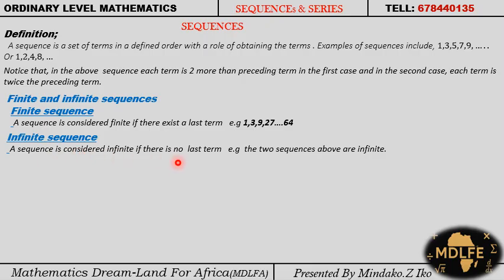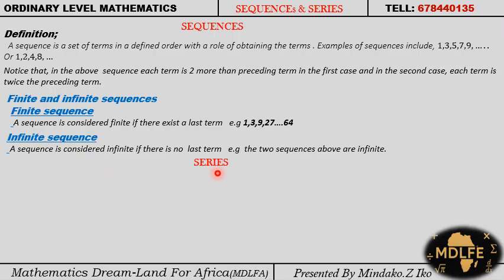Okay, if there is no last term, that is, for example, the two sequences above are infinite, as we have seen. So we have 1, 3, 5, 7, 9, right up to a value that we don't know. So these two sequences are actually infinite sequences. This point here is very relevant when you are answering your paper 1 for the ordinary level mathematics. All right.